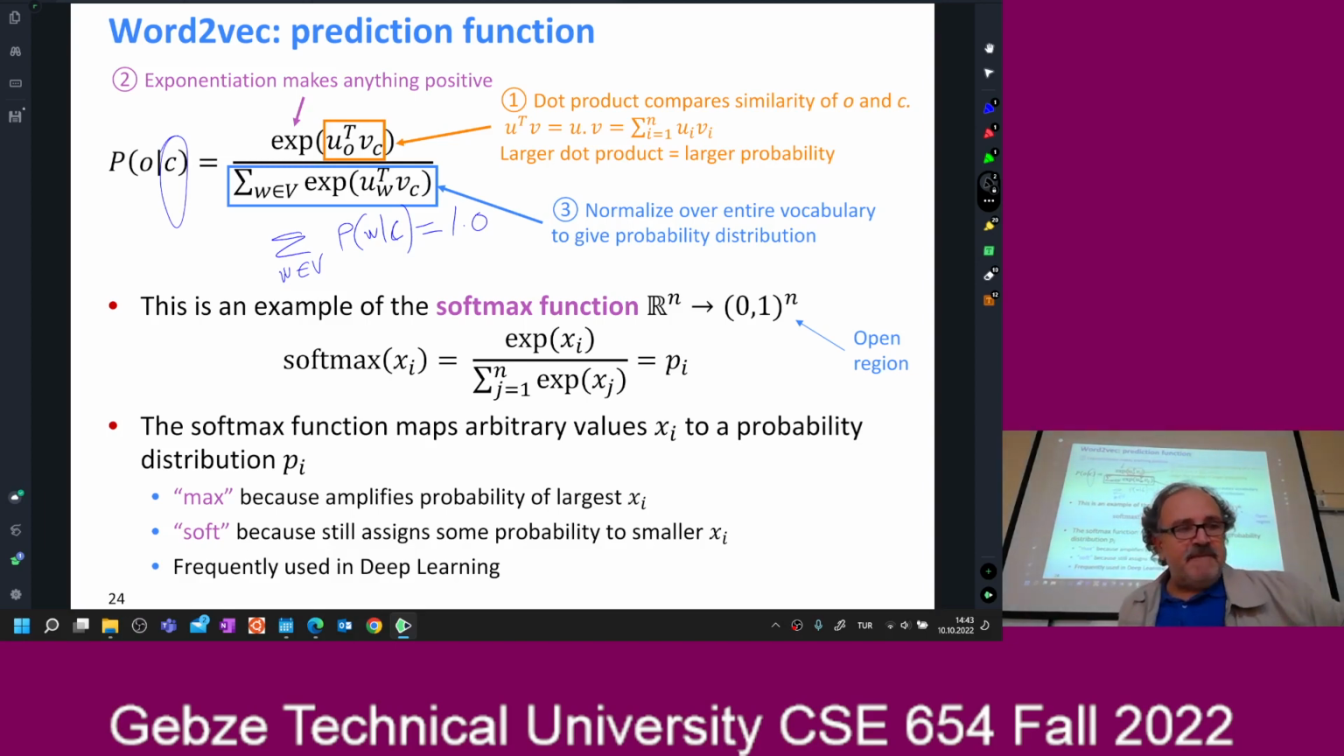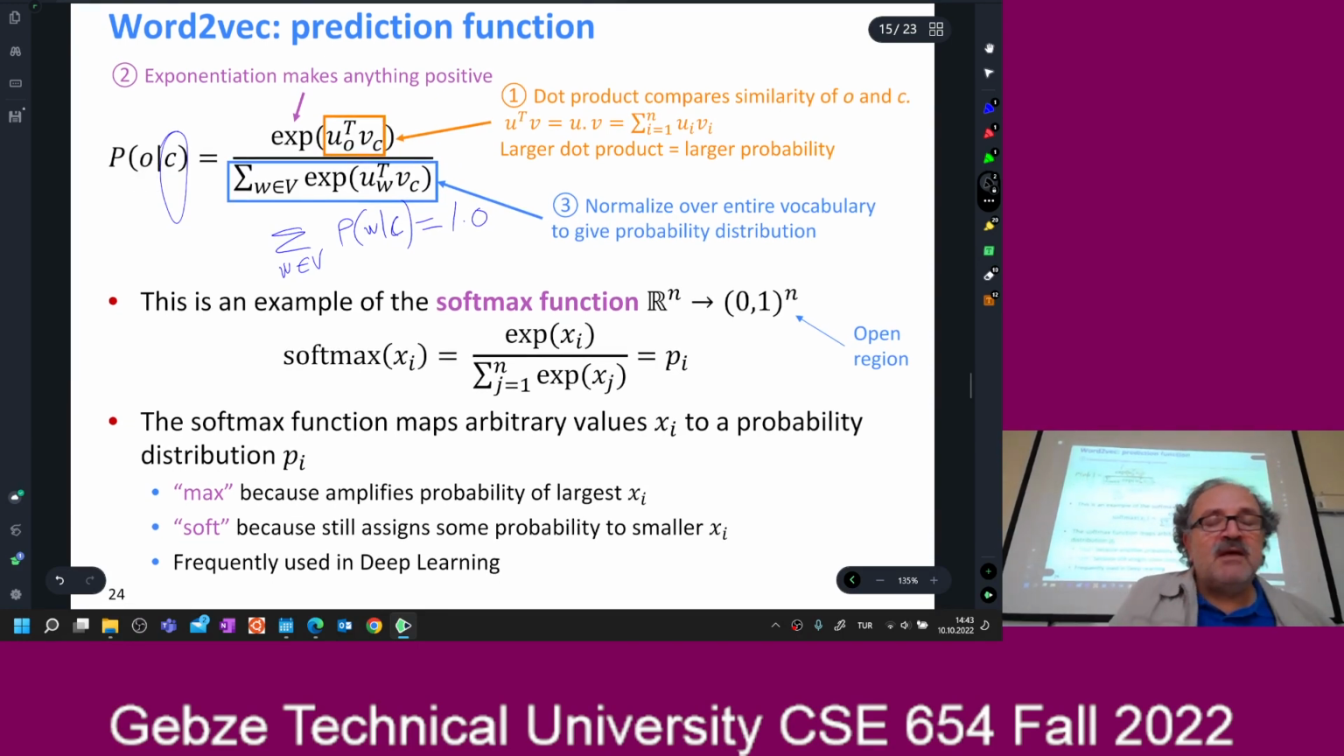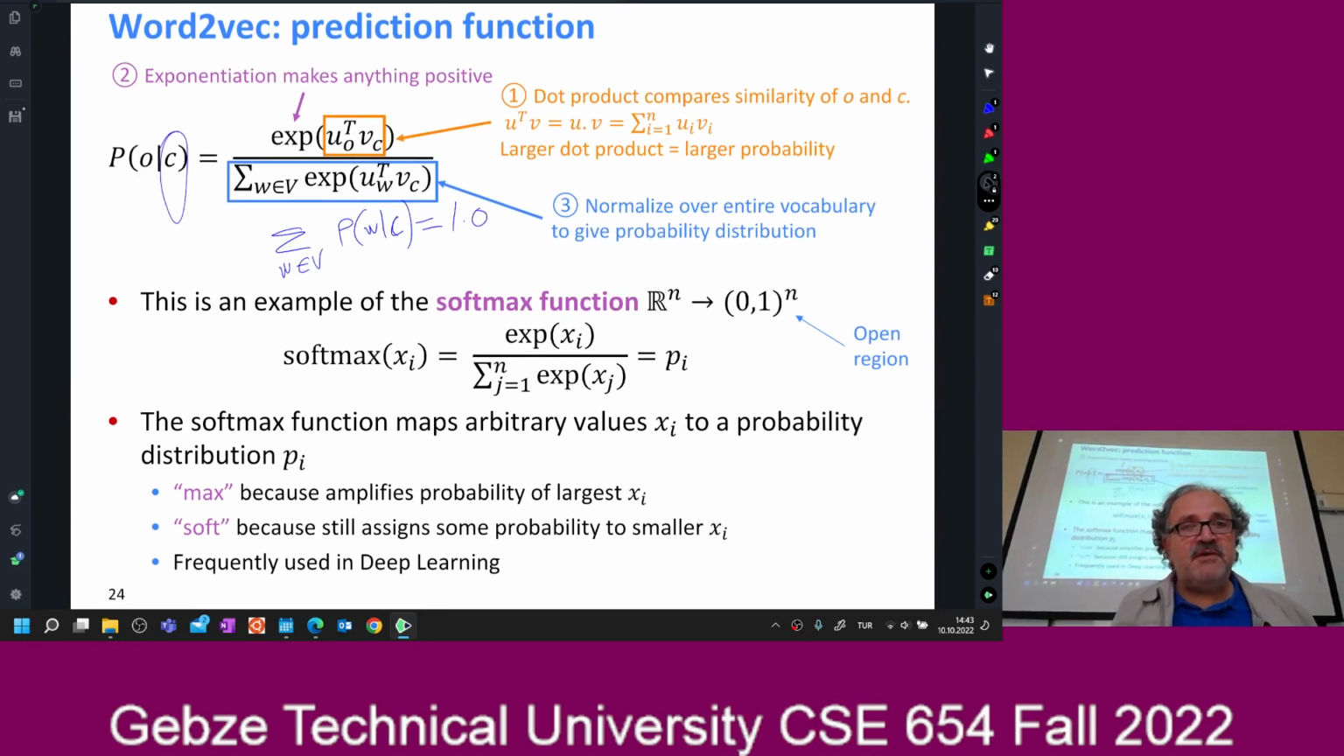Okay, let's move on. Let's try to analyze this probability assignment given that center word. What is the probability of the context word, or the outside word?